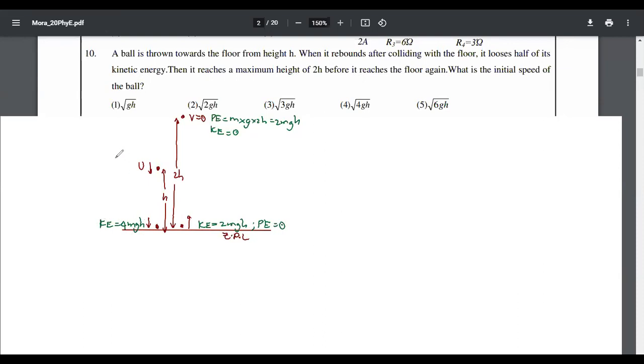Right. And now at this point, what are the energies we have? Kinetic energy is equal to half mu square, and we have potential energy also, mgh. I'll take this as point 1 and this as point 2. So kinetic energy at point 1 plus gravitational potential energy at point 1 should be equal to kinetic energy at point 2. Kinetic energy at point 1 is half mu square, potential energy at point 1 is mgh, and kinetic energy at point 2 when it hits the ground is 4 mgh.